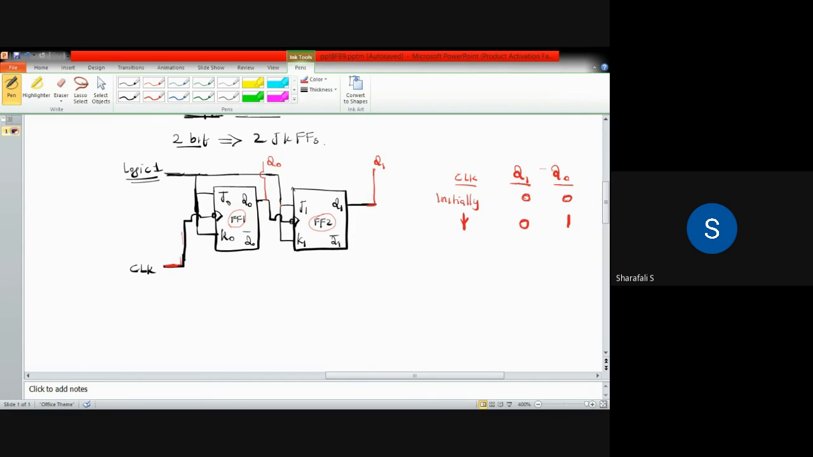So when the first edge of the clock pulse arrives, flip-flop 1 will be toggled, or its output state will be toggled. At that moment Q0 is 0 initially, so that will be given to the second flip-flop as the clock pulse, but that will not make it toggle its state.